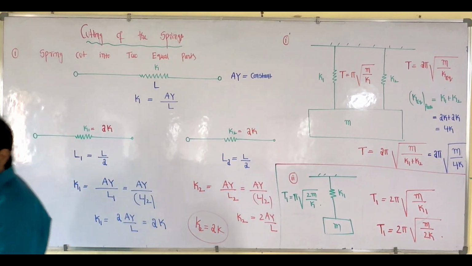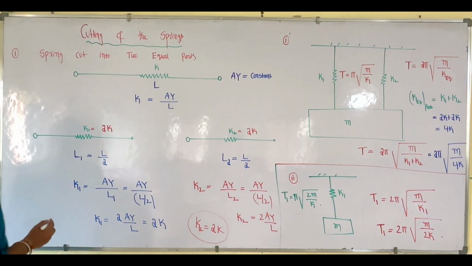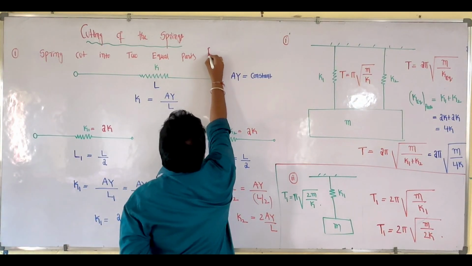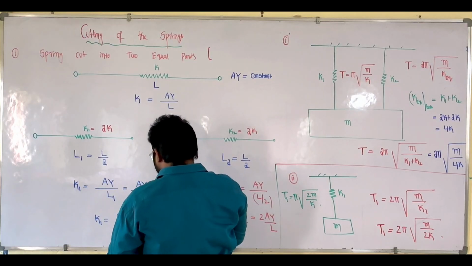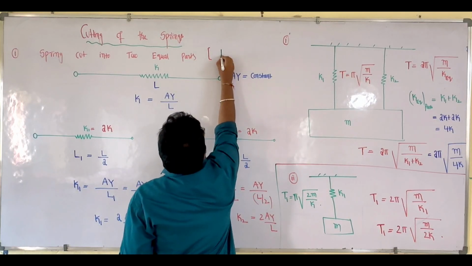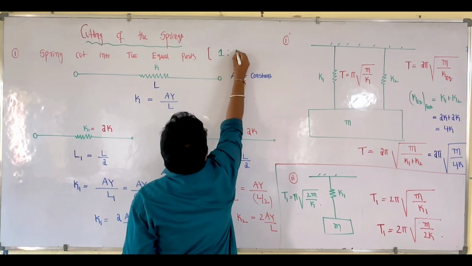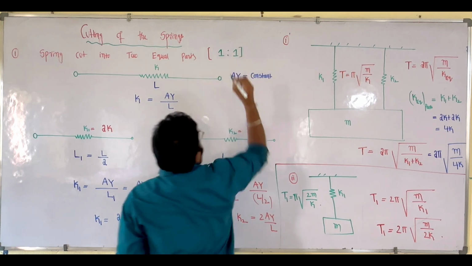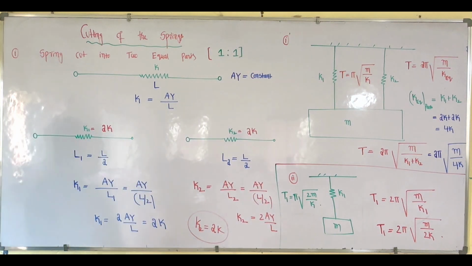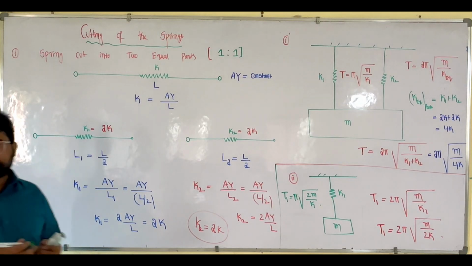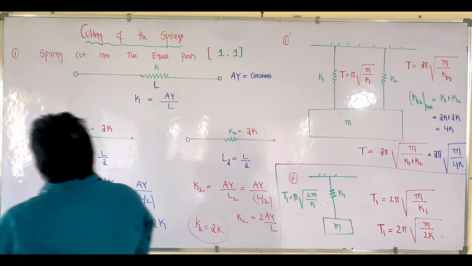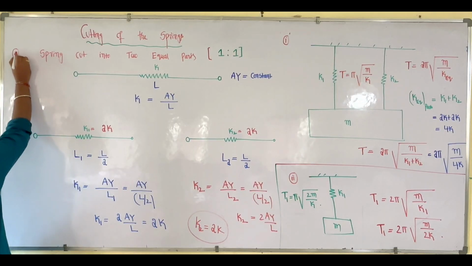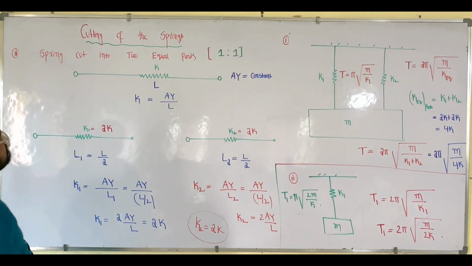Now, 2 equal parts means 1:1 ratio. Equal parts, 1:1 ratio. Now we can cut into 2:3 ratio. Next item, second case, cut into 2 parts.